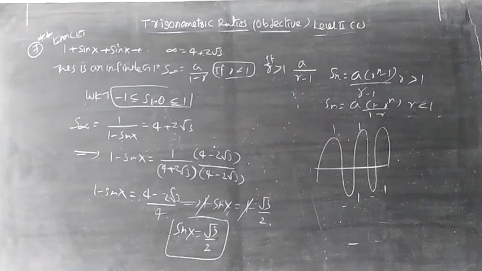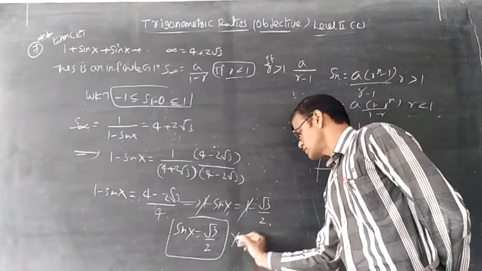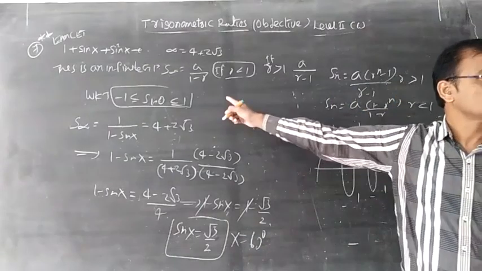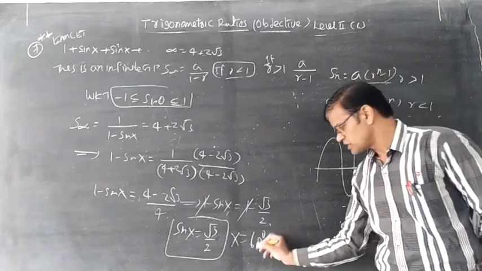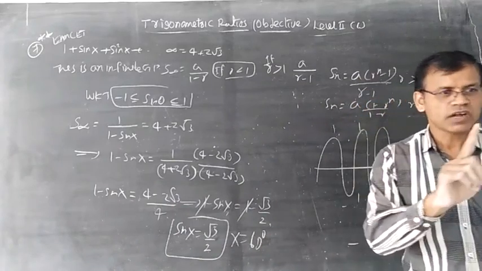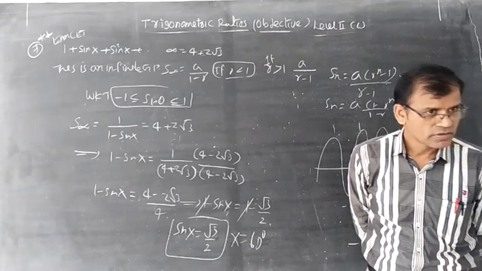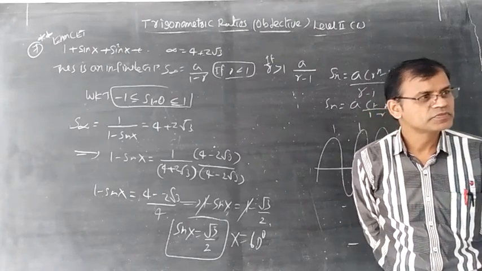For how many degrees does sin x equal root 3 by 2? x is equal to 60. Same way, x equal to 60. I think in the options not only 60 will be there. Another value is also given. How?